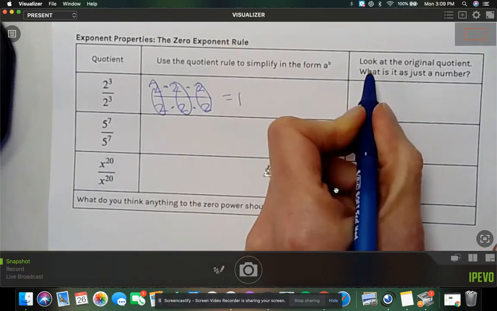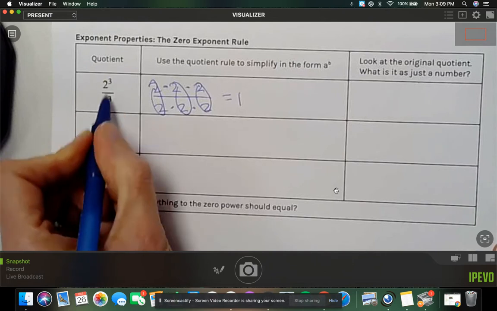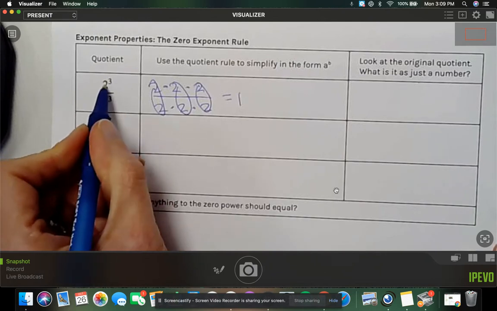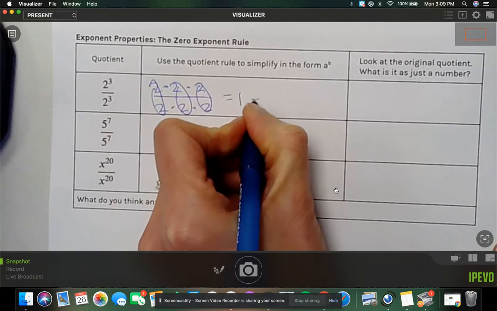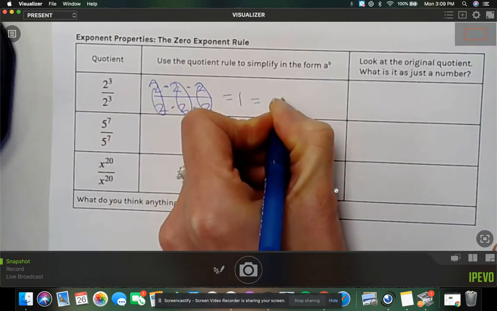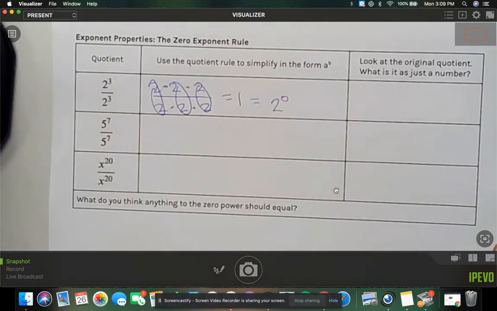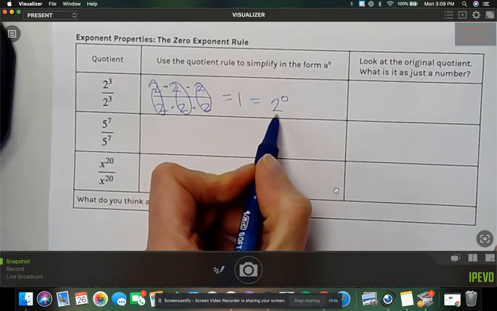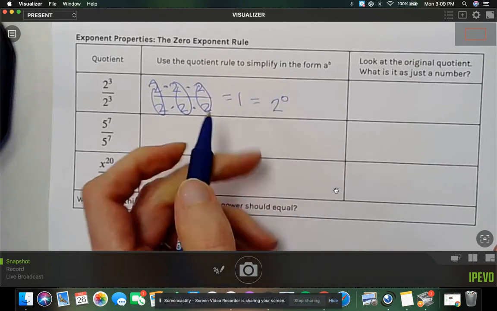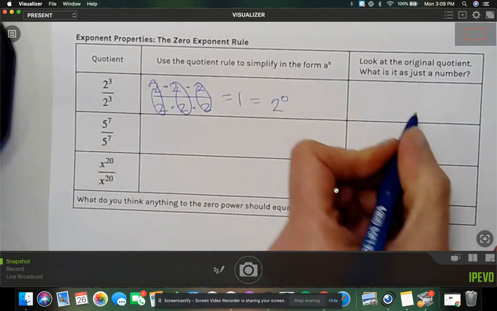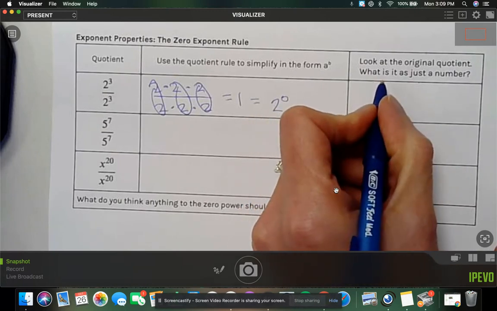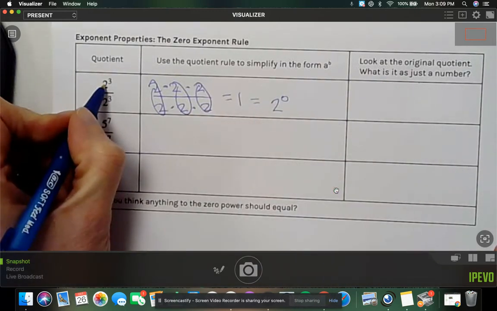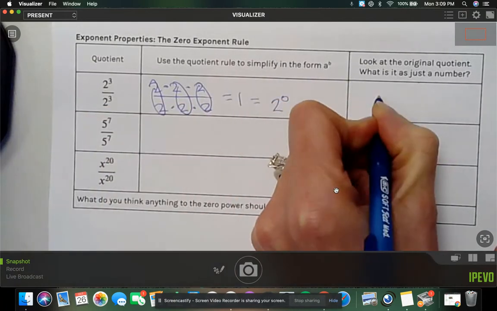And so if I look at this using the quotient rule, where when I'm dividing, I subtract my exponents, then 3 minus 3 is 0. So this shows us that anything to the 0 power is equal to 1. And so this is looking at the original quotient. If I have a number and I divide it by itself, you should always get 1.